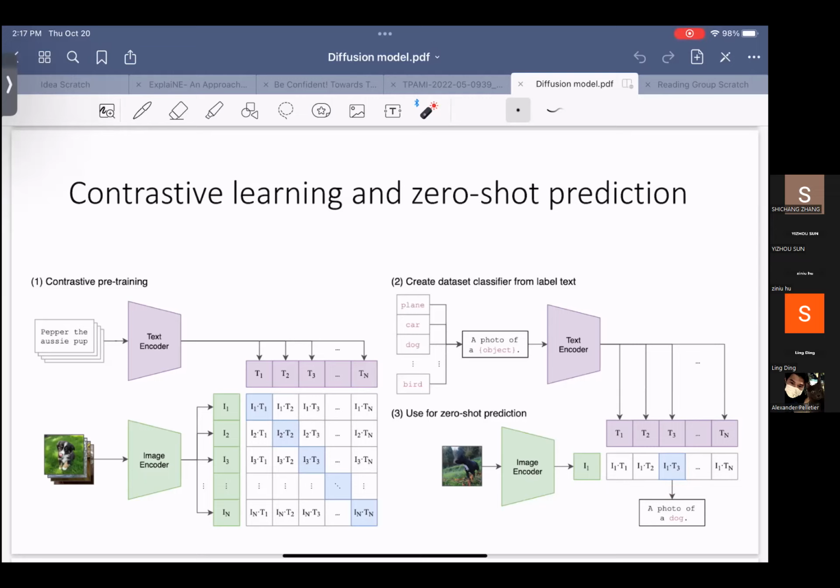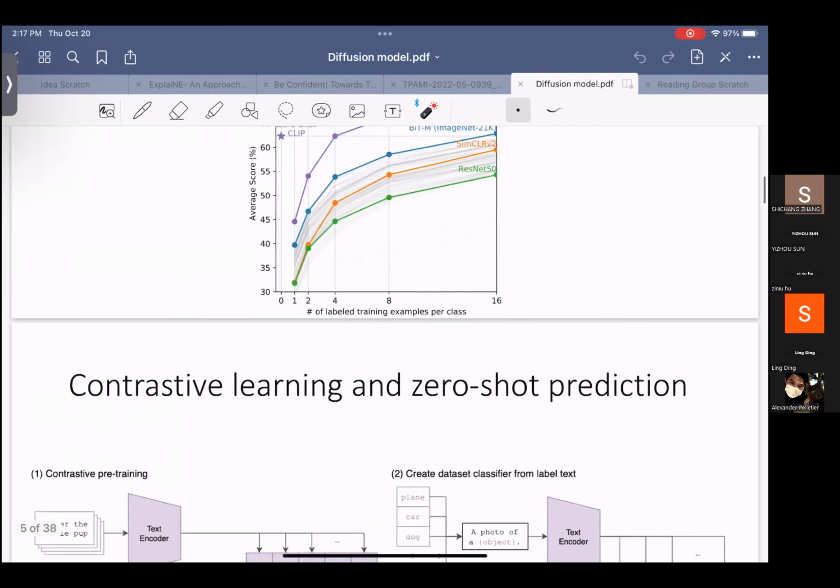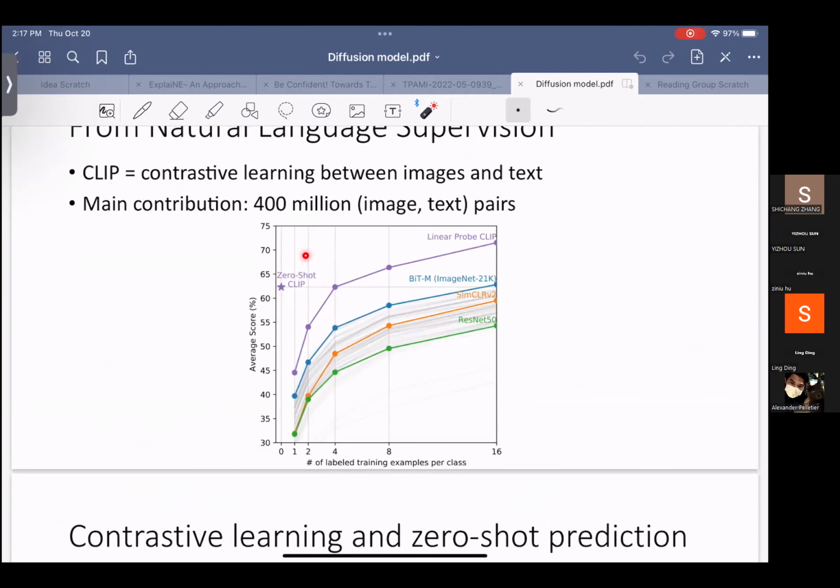In this case, it seems like we are converting a simple classification problem into a more challenging image-caption matching problem. But what they showed was that just doing this kind of zero-shot learning, the CLIP model can achieve relatively good results.